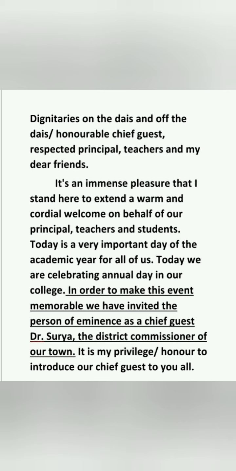Look at that, I have underlined that because that's an important sentence and it is given in the question. You are inviting the chief guest, Dr. Surya, district commissioner. So I have underlined it. It's my privilege, or you can also write it as it's my honor, to introduce our chief guest to you all.